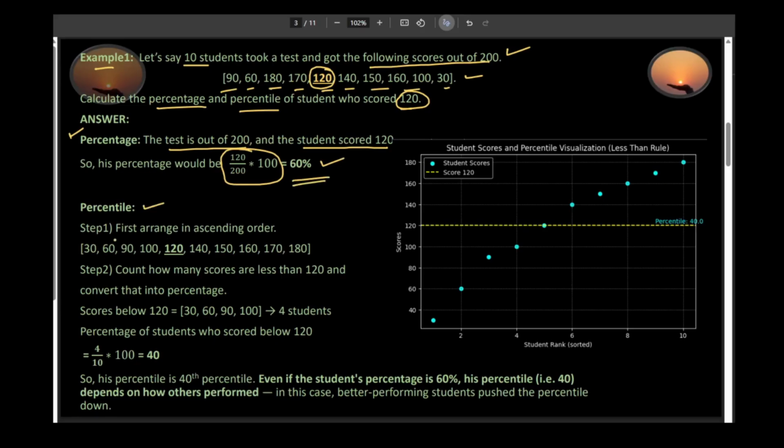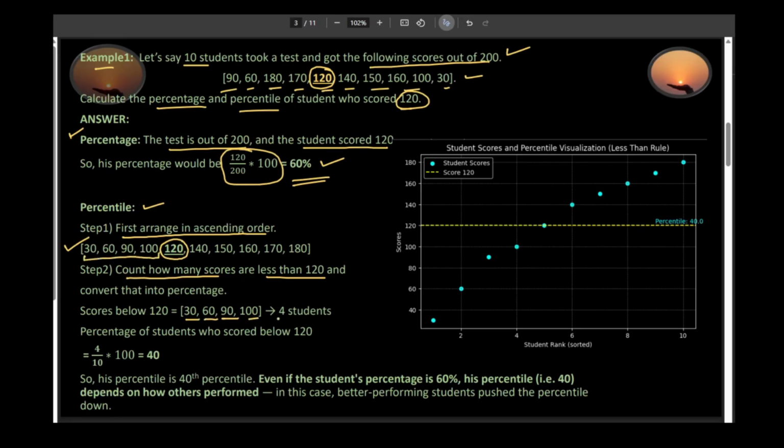Now let's try to calculate percentile. It's a two-step process. The first step is you arrange your numbers in ascending order. All right, I did that. Now you count how many scores are less than 120. So you count how many people scored below that. In this case you have 30, 60, 90, 100. These people scored less than 120.